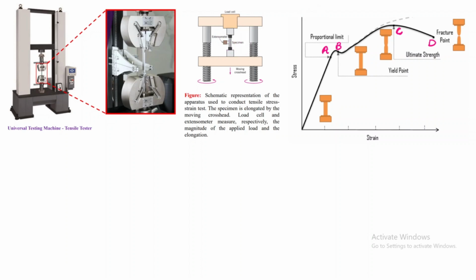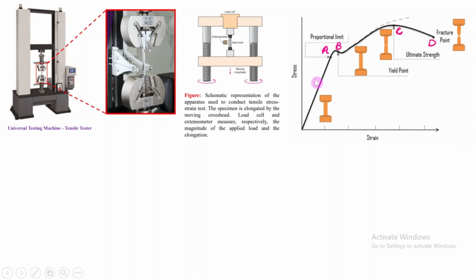If we remove that external force, the atoms will come back to their original position. I mean that in this region of the graph, if we apply stress on the material, the strain will increase. But if we remove the stress, the atoms of the sample will come back to their original position. It means that the length of the sample will be the same as the original length.